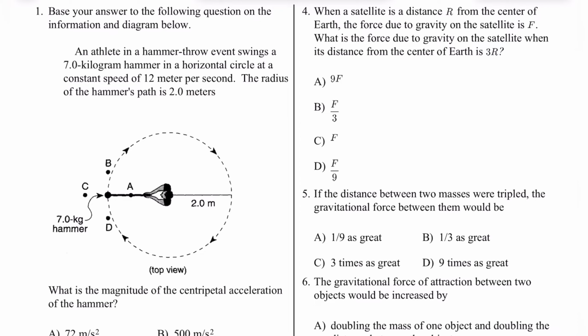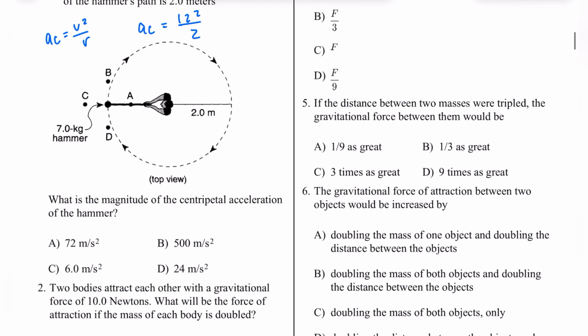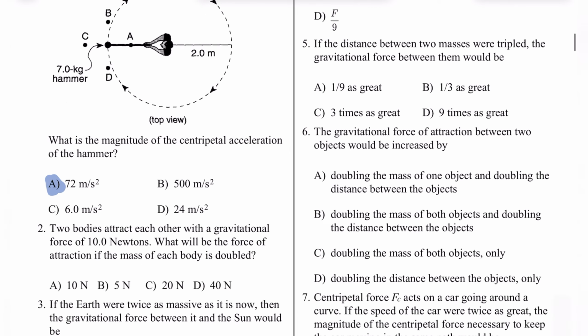This question's pretty easy. We just use the centripetal acceleration formula and plug in because they give us all the values. So a_c equals v squared over r. It tells us that velocity is 12 meters per second. So a_c equals 12 squared over the radius of 2 meters, and that's going to give us answer choice A, which is 72 meters per second squared.